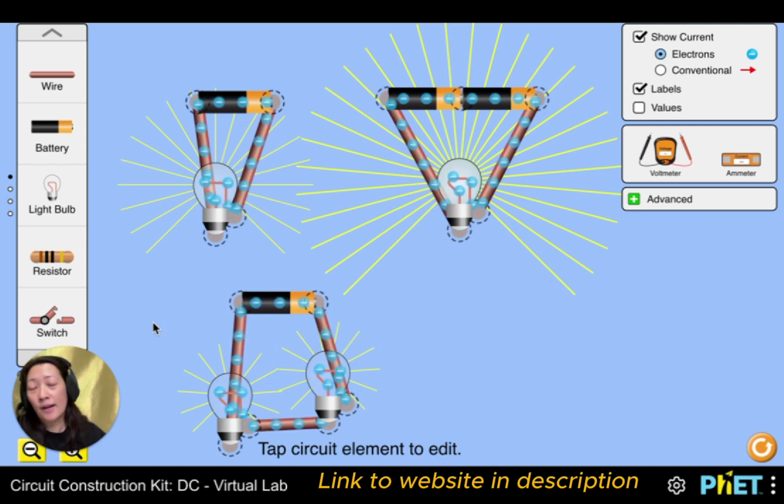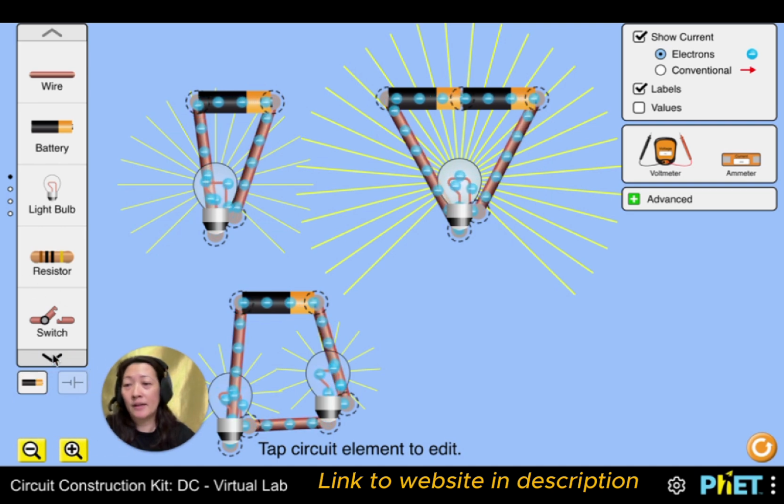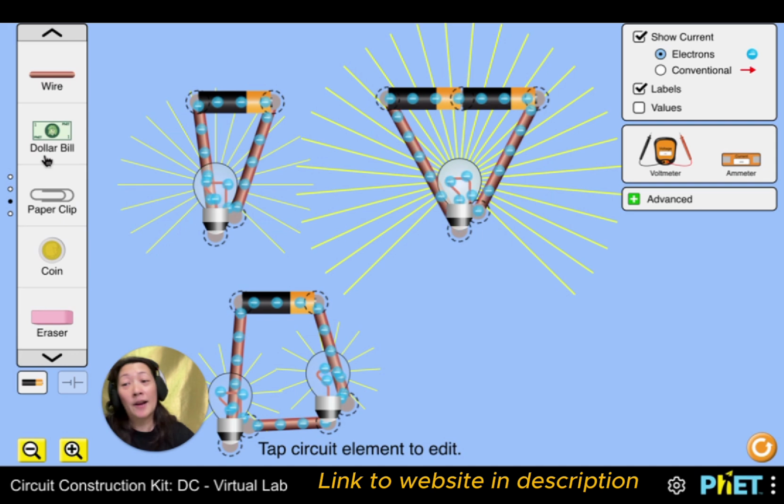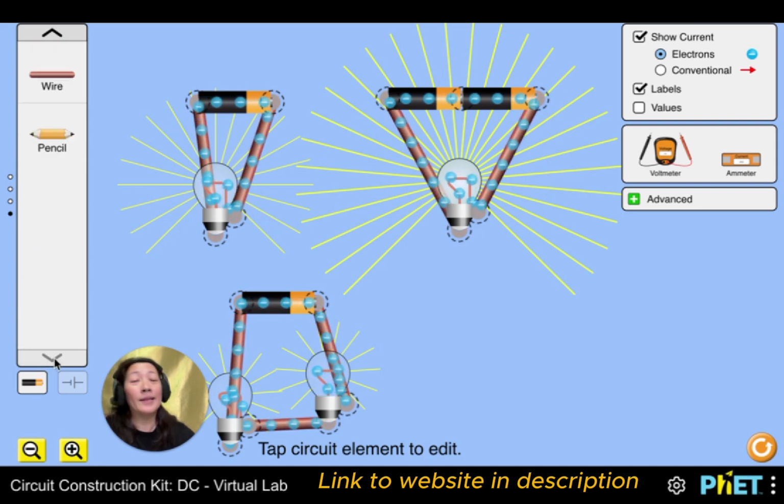So feel free to explore more with the components on the side over here. There's the resistor, the switch, the fuse. There's even other things like you can try dollar bills, paper clips, coins, erasers, pencils. Which means that you can run experiments virtually to find out whether these objects are conductors or insulators.